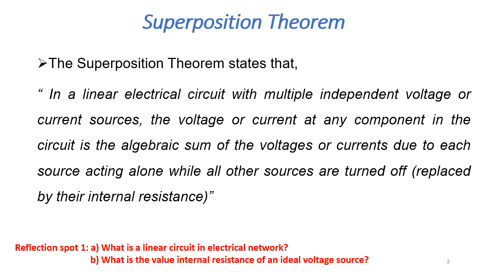This theorem states that in a linear electrical circuit with multiple independent voltage and current sources, the voltage or current at any component in the circuit is the algebraic sum of voltages or currents due to each source acting alone, while other sources are turned off and replaced by their internal resistance, if any.